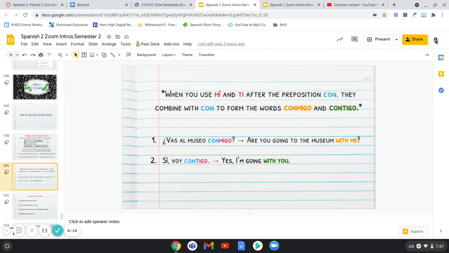So you're never going to end up having one solid new spelling, basically, unless it's using the preposition with, and you're talking about either yourself or the word you. So if I was asking instead, are you going to the museum with him? Not with me, but you're going with him. I would completely write vas al museo con space él, with him. Or if they're saying no, I'm going with her, right? Or I'm going with them instead. Sí, voy con space ellos. I'm going with them. So you only combine them for me and ti.